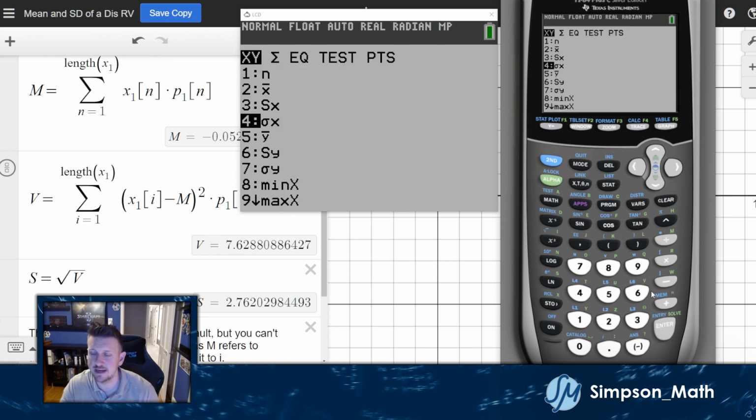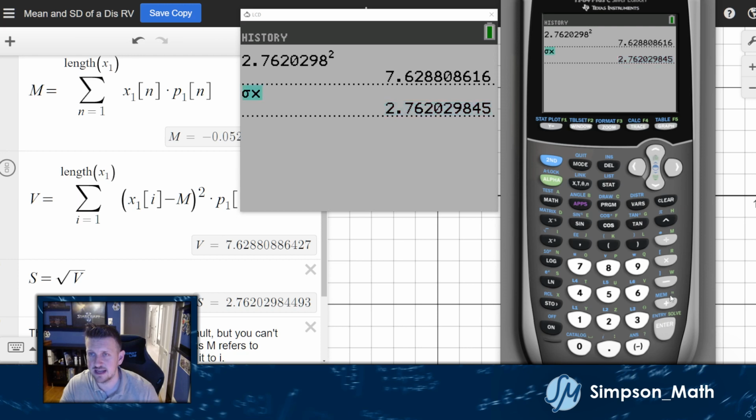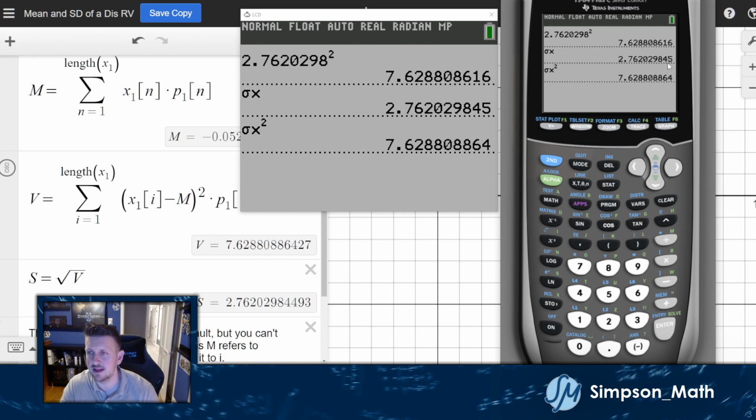So here's the sigma x that was just calculated. If you don't trust yourself, press enter, and there is the sigma x. If I take that sigma x and square it, then I will get the variance fully, without having to type anything in, using as many decimal places as the calculator knows. I don't really think it's a shortcut because it takes longer. I would just write it down myself on scratch paper and then type it in. But that's how that works.